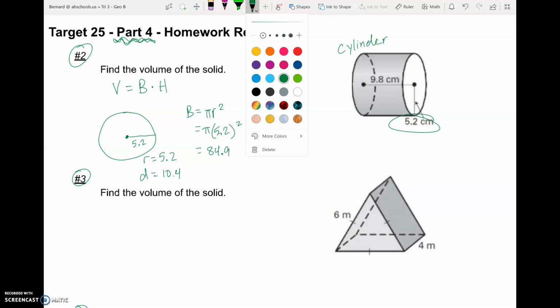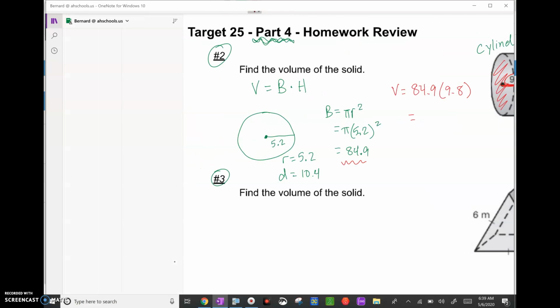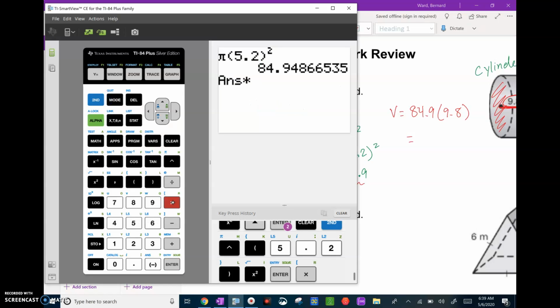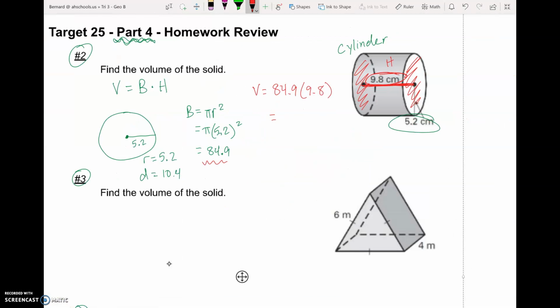And then the nice thing is we are actually given H. Here's why. See this? 9.8 centimeters going from the center of one circle to the center of the other. That's, if the circles are our bases, remember, that 9.8 is representing that distance in between our bases. And so the distance in between the bases is going to be what our height is, right? So that's H. So big B is 84.9, H is 9.8, and so our volume is going to be 84.9 times 9.8. And when we do 84.9 times 9.8, I'm just going to hit times to save that value, then throw in 9.8. We get 832.5. 832.5 centimeters cubed. Remember, third power, cubic units for volume. And there we go.